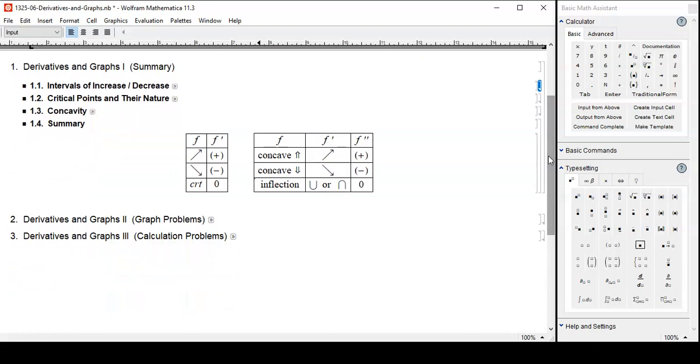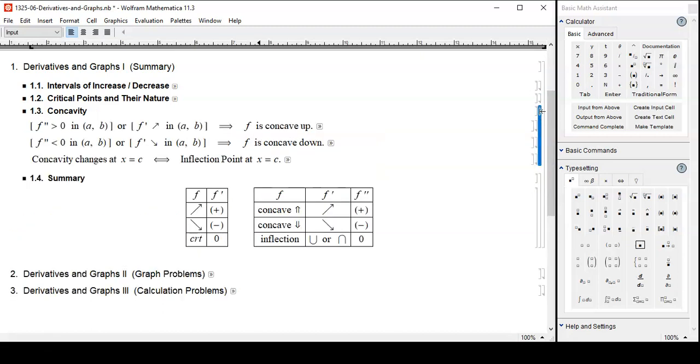Now let's go to the next objective. This is going to be a bit harder. Let's look at the concavity. Here we go. The original function is concave up if the derivative function is going up, or equivalently speaking, the second derivative is positive. Original function is concave down when the derivative is going down, or equivalently, second derivative is negative.